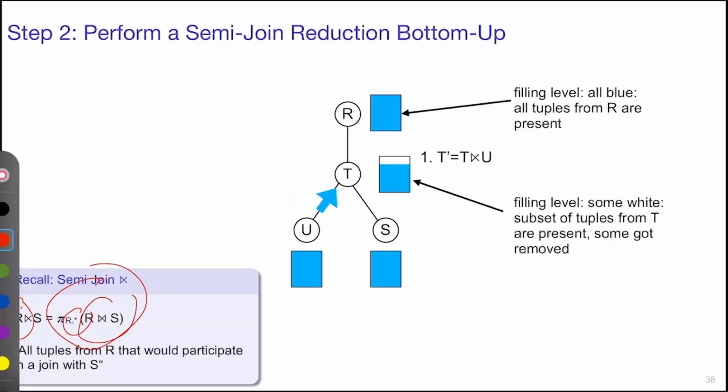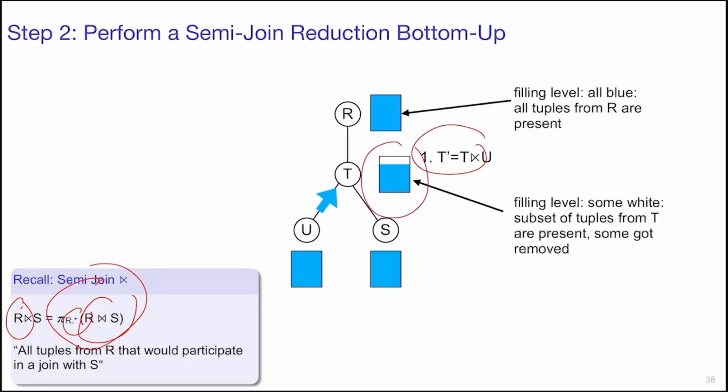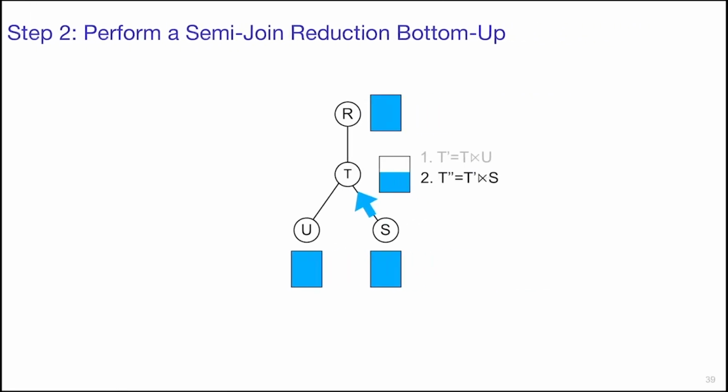So, okay, I do a semi-join here. Now T will be reduced to T prime. So some tuples from T get removed. Now I continue and join with S already on the reduced T prime, because what I know is, I don't have to use T anymore. I can already operate on T prime, which was reduced before. So I further reduce T prime to T prime prime using S.